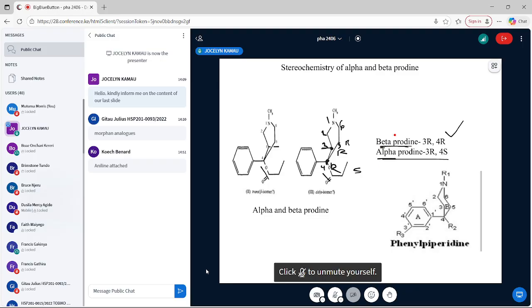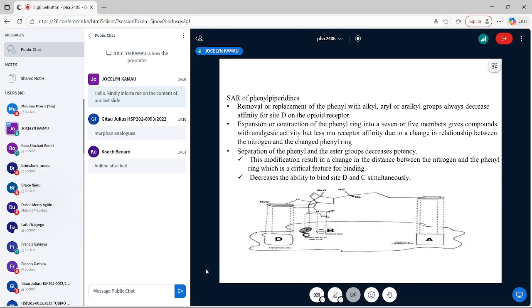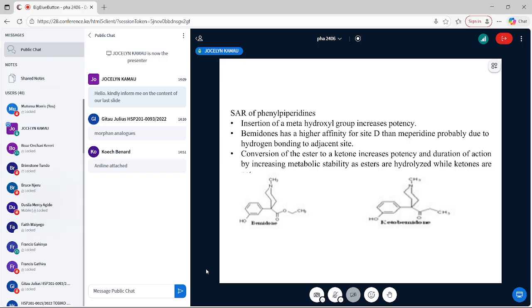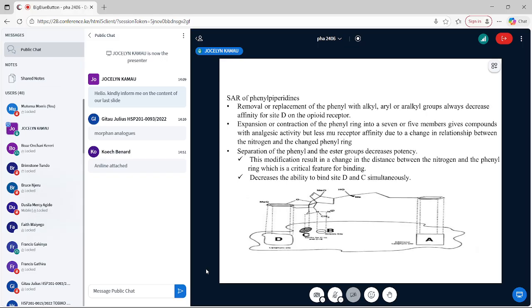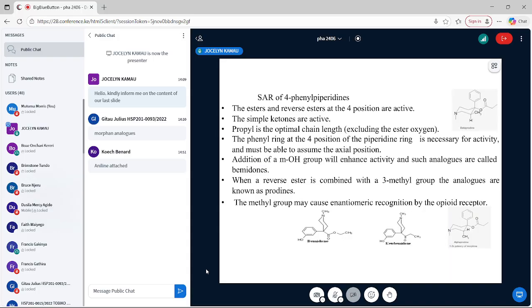And once it has more activity, it also means it will have higher liability. It has higher susceptibility to abuse. So you find that the ones which are clinically preferred are the alpha prodines, although they will have lower activity. So kindly, again, let us remember that, just as we discussed with the other compound, the ones which are mainly preferred are the alpha prodines. I hope that is okay with us.